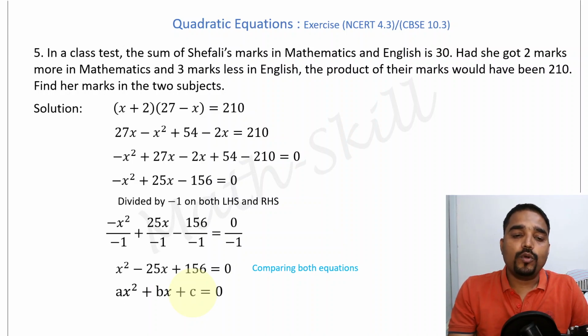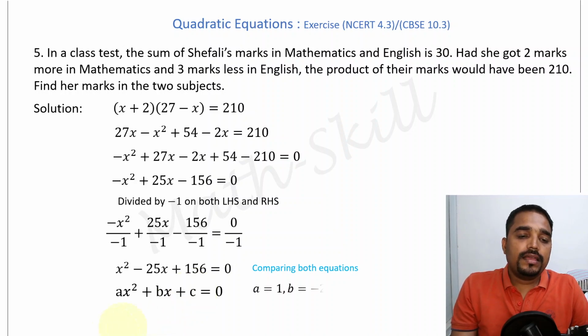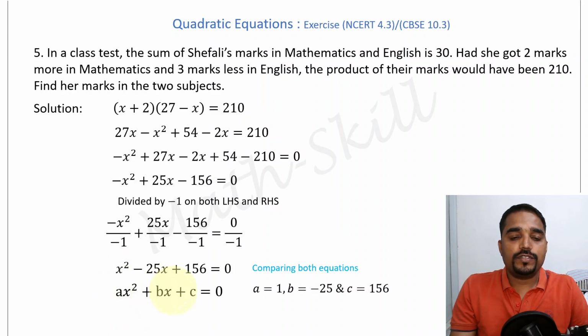On comparing the coefficients of x square and x, we see that a is equal to, wherever there is a in the standard form, here there is no coefficient, which means a is equal to 1. Also wherever there is plus b, here we see that it is minus 25, therefore b is equal to minus 25, and c is equal to 156. That is what we have found out by comparing both the equations.